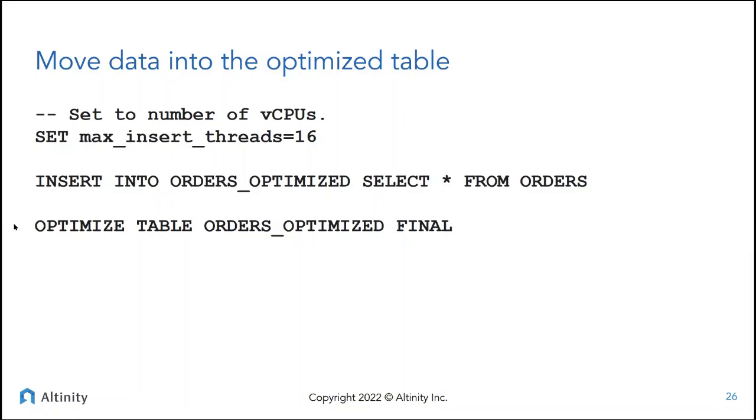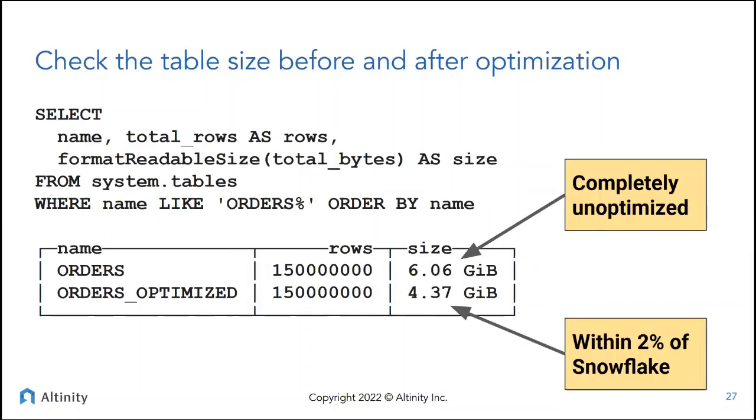So once we do this, you can now check the table size, before and after optimization. And ClickHouse has these wonderful system tables. There's in fact system.tables. It's a table that gives you metadata for all tables in the system. And what we're going to do is compare the sizes of the tables that begin with orders. So that's orders and orders optimized. And you can see that we started with the first one at a size of 6.6 gigs, and we got it down to 4.37.